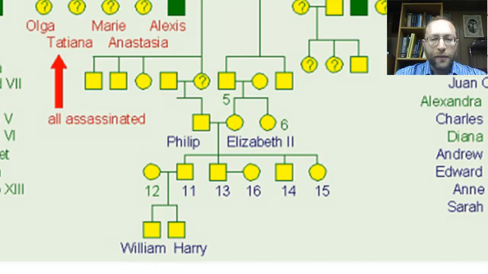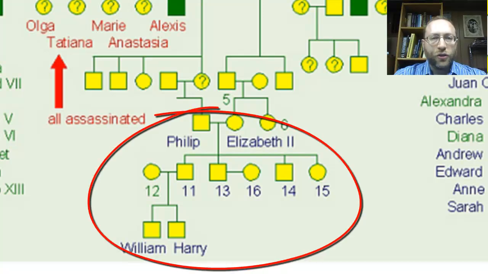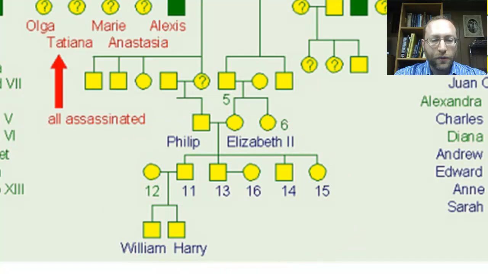And if you go down to the bottom, you'll find that Victoria's English branch is basically free of hemophilia. And down here, we see Elizabeth II, that's the current Queen of England. And number 11 is the Prince of Wales, Prince Charles. Number 12 is Diana, and below there we have their two children, William and Harry.